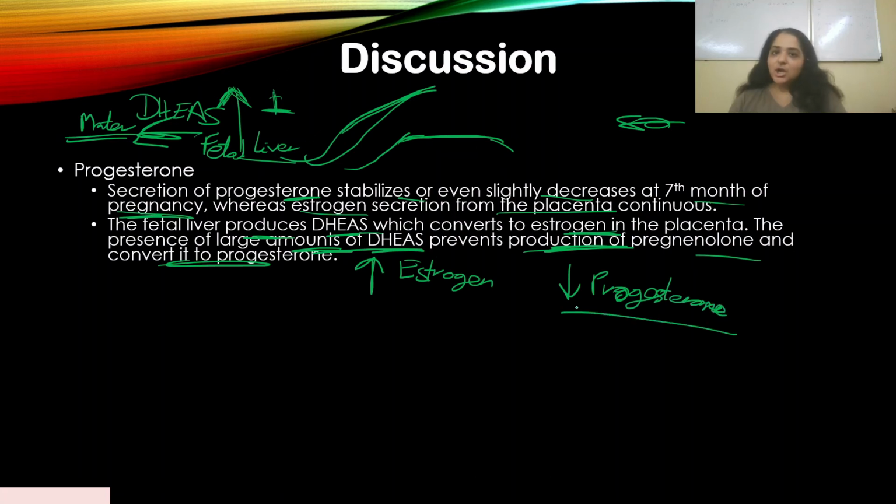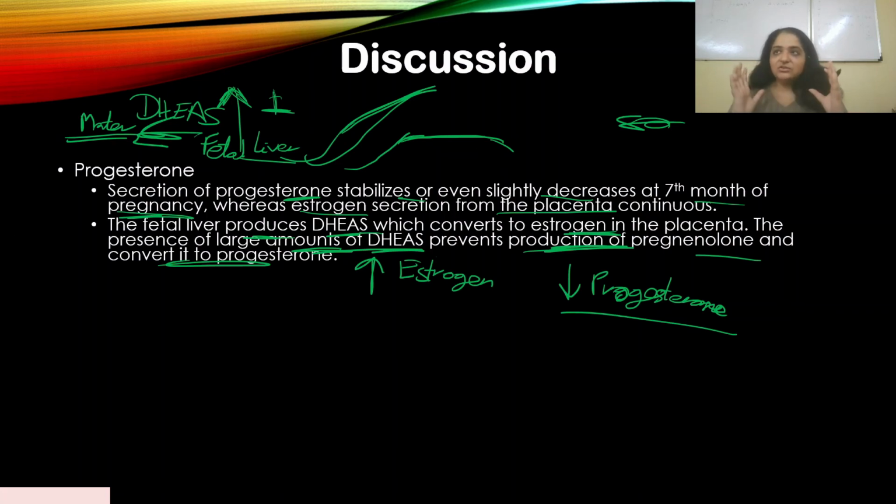Progesterone levels drop. So that means the ratio has now changed, right? Previously during the pregnancy, progesterone was high. We needed more progesterone to maintain the pregnancy, right? We don't want to abort the baby, right? We need to maintain that pregnancy till it is fully developed. But now we don't need progesterone.